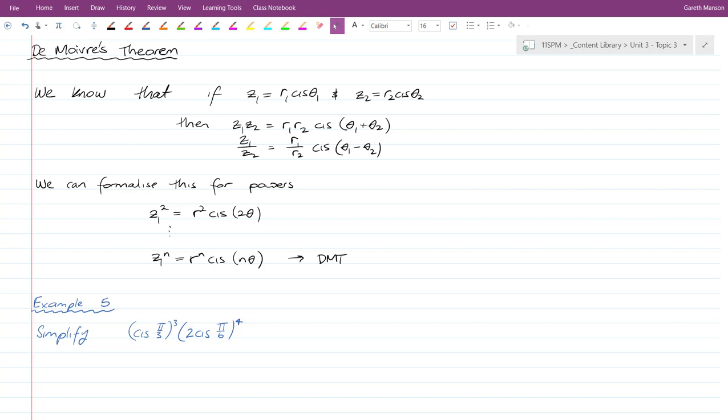So de Moivre's theorem states, and it's just to follow on from this multiplication rule here, that if we have a complex number to the power of n in polar form, that's just equal to the modulus to the power of n multiplied by cis of n times theta. And so we just add theta together n times, and get n theta. And that's it.